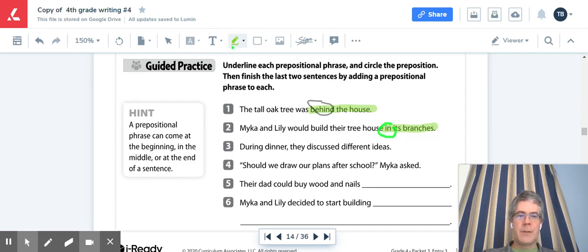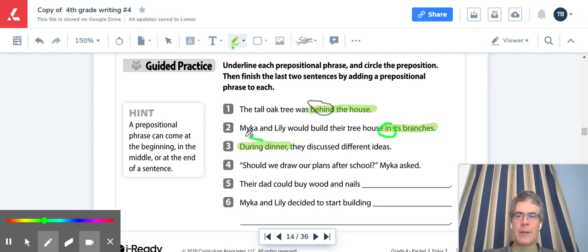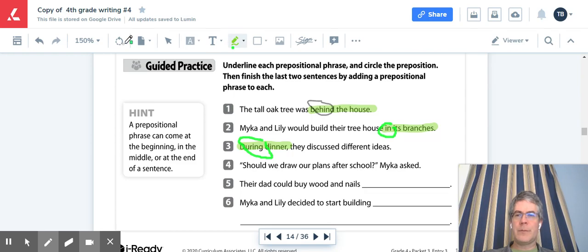During dinner, they discussed different ideas. So they discussed different ideas is your main sentence. During dinner tells you when they did it. And that shows you a case where the prepositional phrase comes at the beginning of the sentence. So during tells you when. So that's your preposition. During dinner is the full phrase.